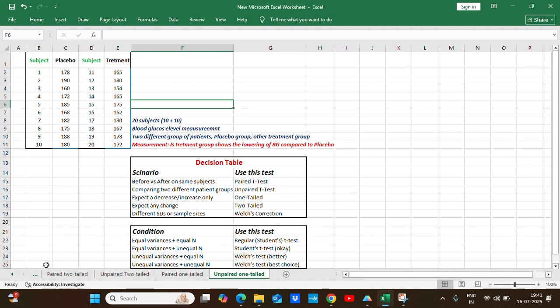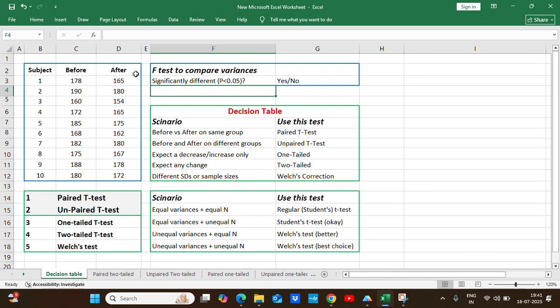If you refer to this decision table, it shows in which scenario which test is to be used. First you have to check whether your variances or standard deviations are different or not. Based on this you can choose, as under each scenario a condition is given and what test you can use. So it will be easy for you to decide and to correct your t-test analysis.